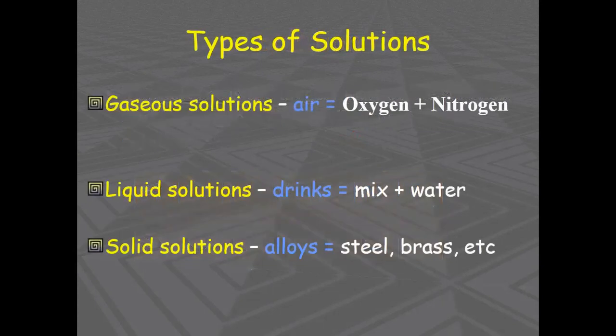Types of solutions: gaseous, liquid, and solid solutions. In case of gaseous solution, for example, air, which is made of oxygen and nitrogen. Liquid solution, for example, drinks mixed with water. Solid solution, this is the case of alloys, steel, brass, etc.